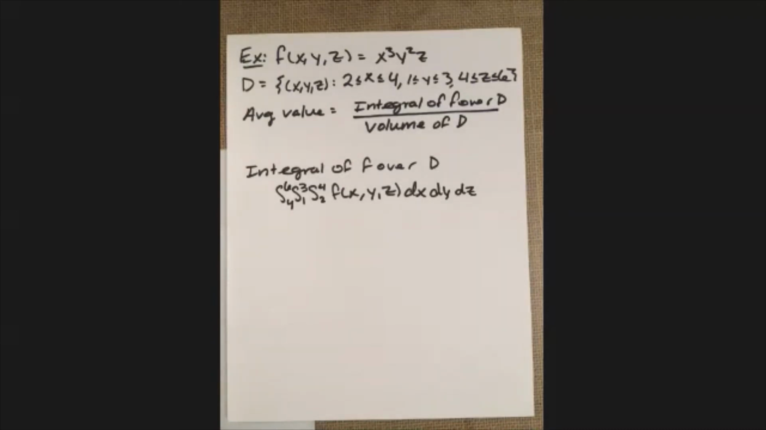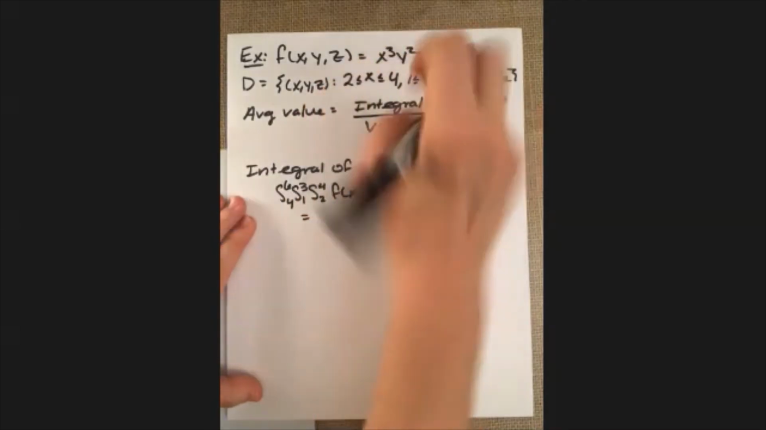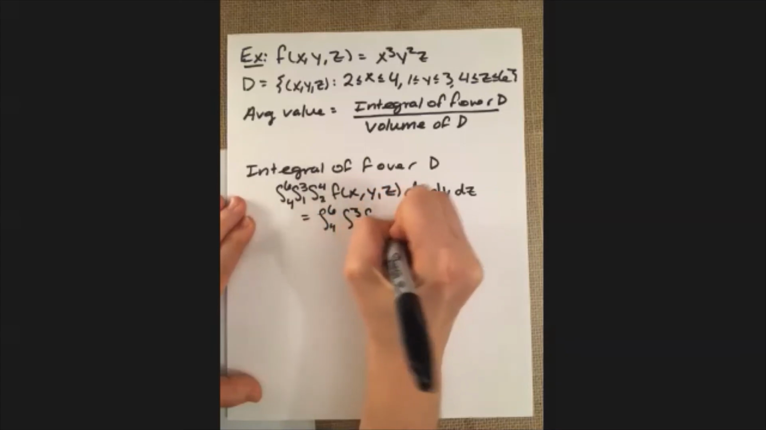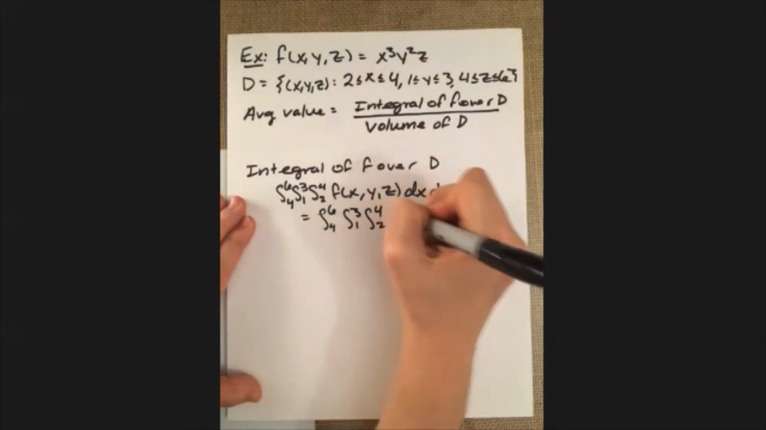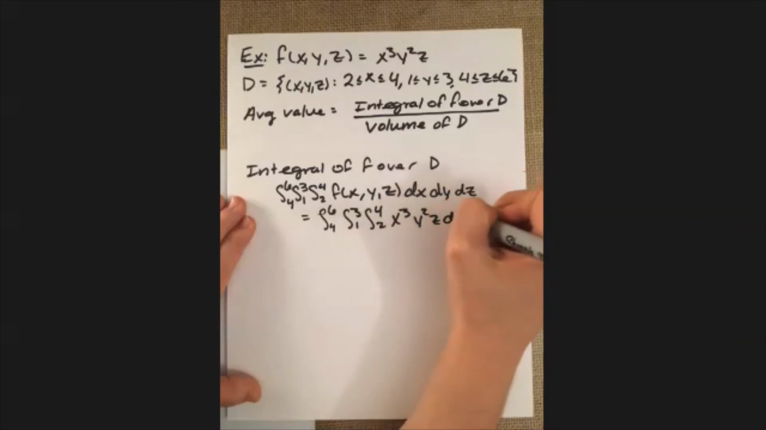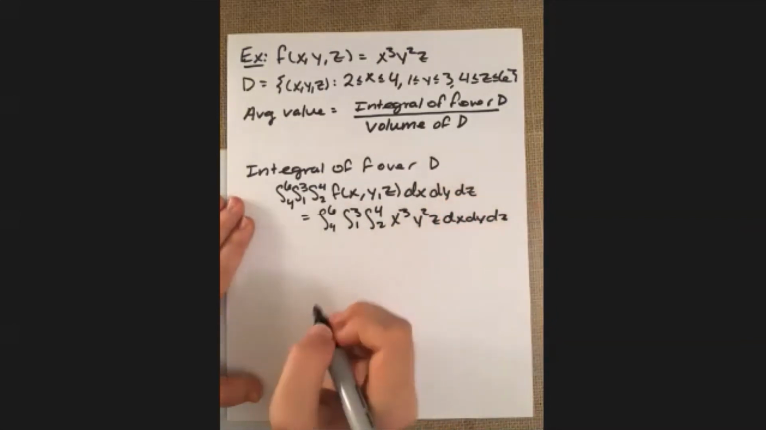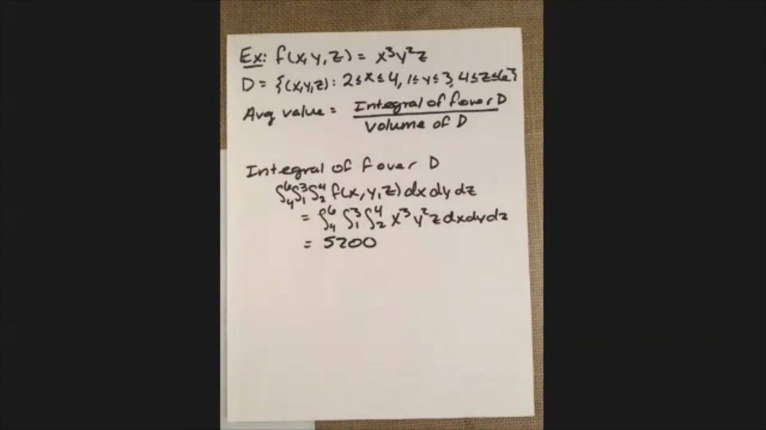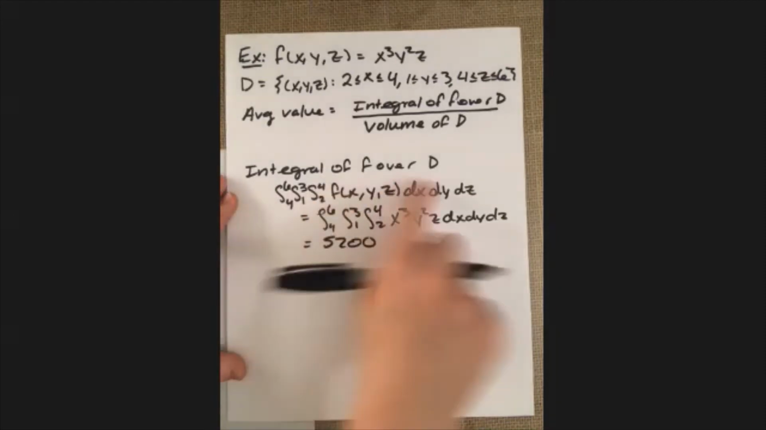We actually already computed this integral in another video, so I'll leave those steps. But here, I'm going to write out explicitly what this function is: x cubed y squared z dx dy dz. And what you get out of this is going to be 5,200. And again, the steps to getting there are contained in the previous video on integrals in higher dimensions. So that's the integral of f over D.